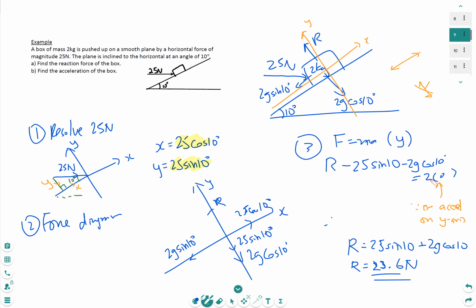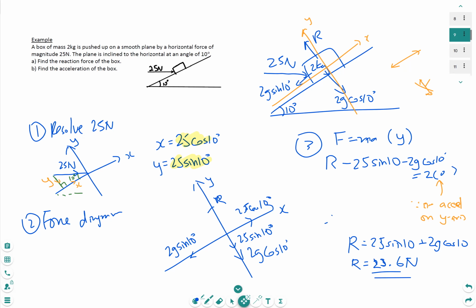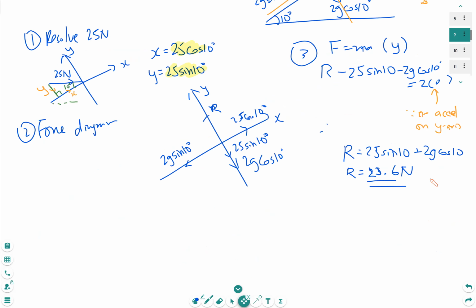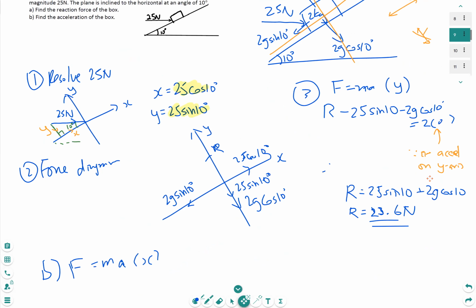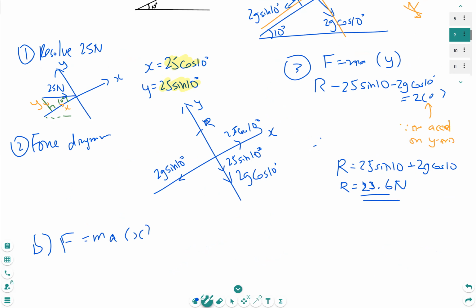Right. Part B, find the acceleration of the box. We know acceleration is acting along the x-axis. So for part B we use F equals MA this time on the x-axis. Which way is the box going? The box is being pushed up, so therefore the force going upwards must be bigger than downwards.